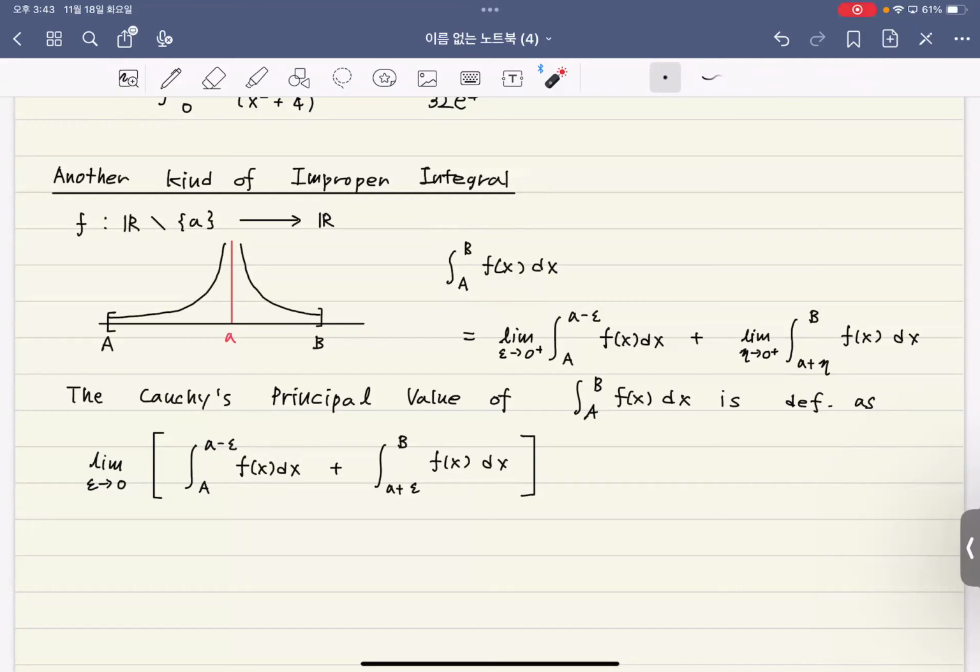Today we want to compute not this one, but this one, the Cauchy's principal value. Usually the existence of the Cauchy's principal value does not guarantee the existence of the traditional improper integral. But suppose that my integrand is an even function, then the existence of the Cauchy's principal value will guarantee the existence of the improper integral.